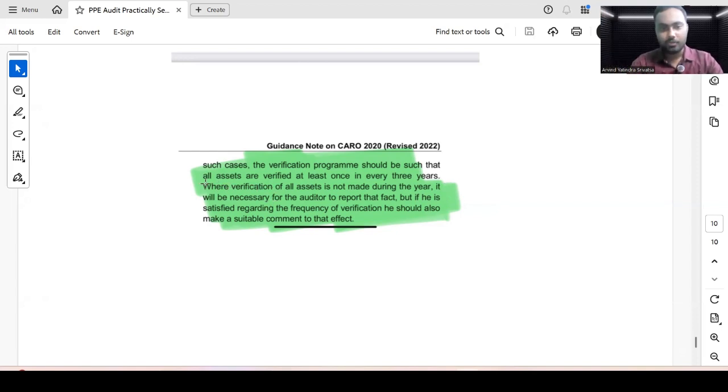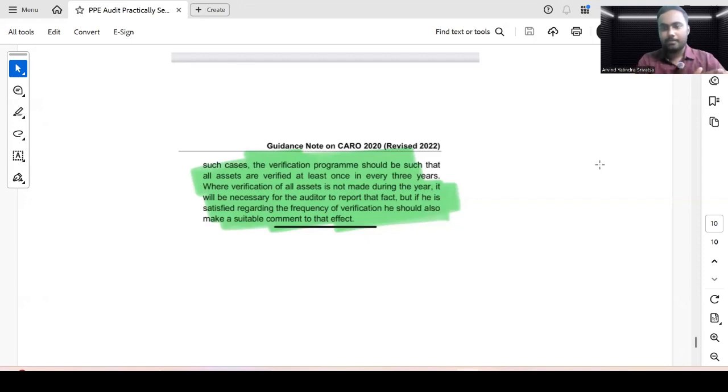While verification of, this is very important, guys, let's give this a read. Where verification of all assets is not made during the year, it will be necessary for the auditor to report that fact. But if he is satisfied regarding the frequency of verification, he should also make a suitable comment to that effect. Guys, what they're trying to say is, let's say there are two plants for a company. Let's say plant A is one of the plants and plant B is the other. Let's say this is the first year of the physical verification program for the company.